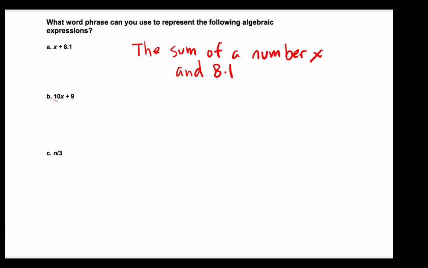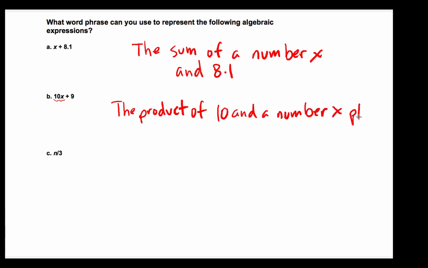All right, part B, we have 10x plus 9. Well, we have to know what's going on here with the 10x. We know there's implied multiplication there, so this is 10 times x. And then we've got plus 9, so we know we're adding 9. We know we've got a sum here. So what we're going to do is write the product of 10 and a number x plus 9. That's one way to write it.